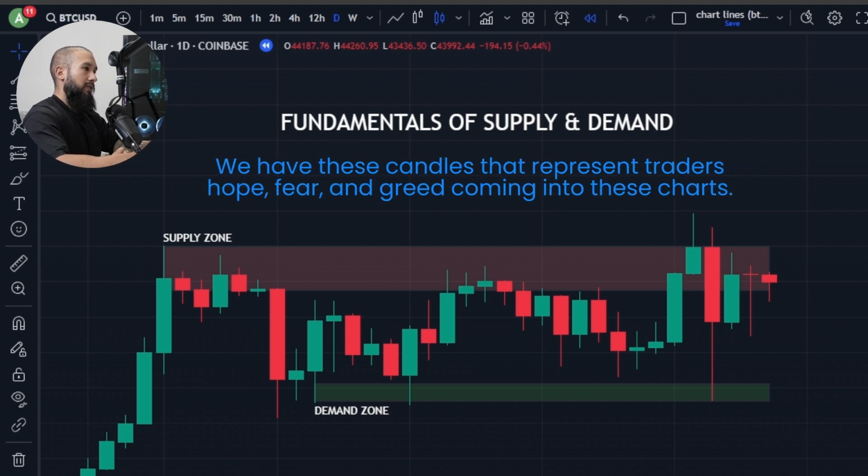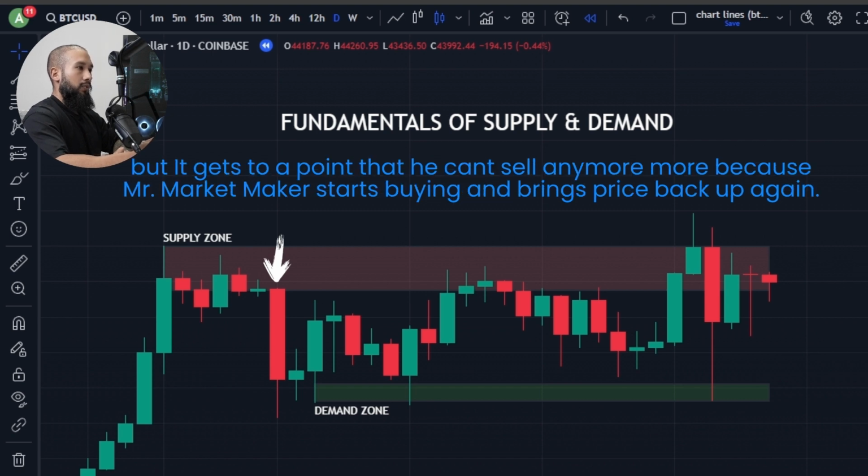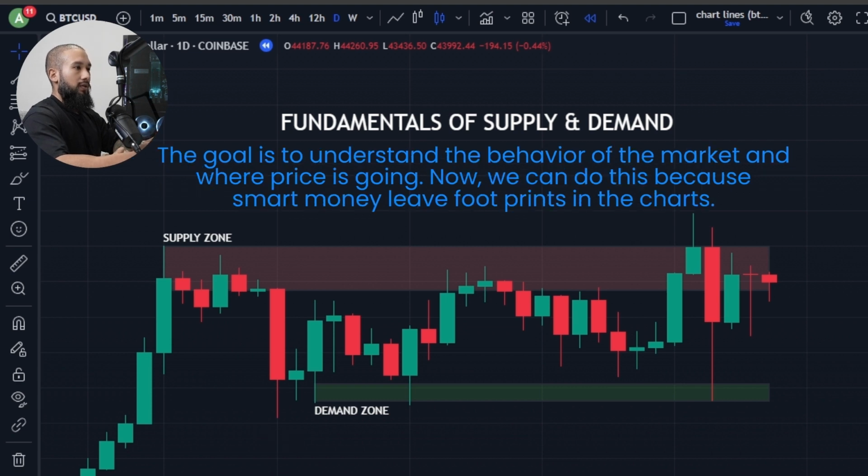We have these candles that represent traders' hopes, fears, and greed coming into these charts. When market maker pushes price aggressively to the downside, average Joe starts shorting and selling, but it gets to a point that he can't sell anymore because meanwhile, Mr. Market Maker has been absorbing all those sells, and he's buying and buying and buying. Then he eventually brings price back up again. The goal is to understand the behavior of the market and where the price is going.